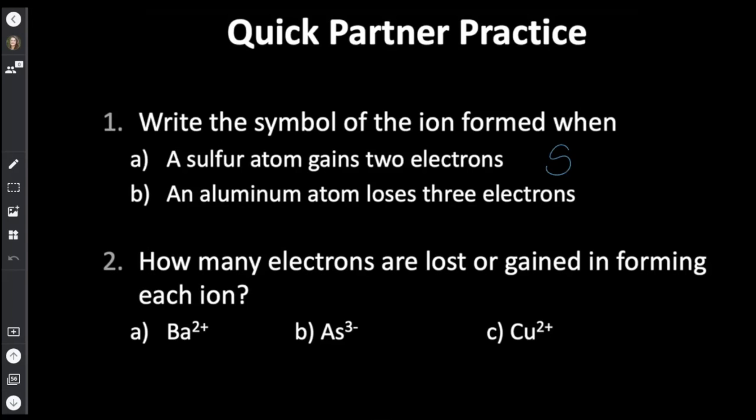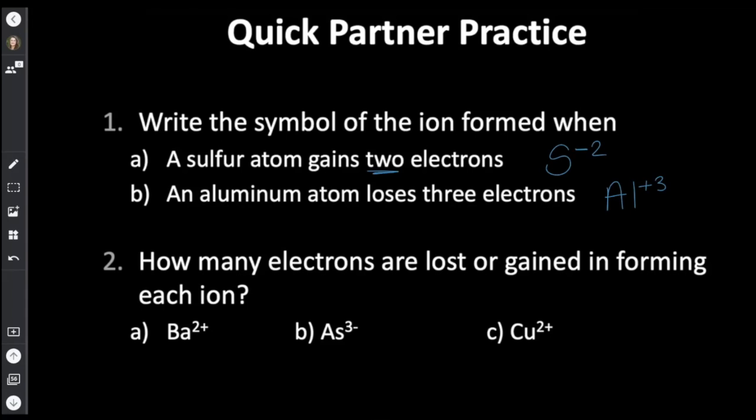Write the symbol of the ion formed when a sulfur atom gains 2 electrons. Sulfur, I'm gaining electrons, gaining negativity, so I'm now negative. And how many did I gain? 2. So S 2-. And aluminum loses 3 electrons. Positive, because I'm losing negativity, I'm now positive. Al 3+.